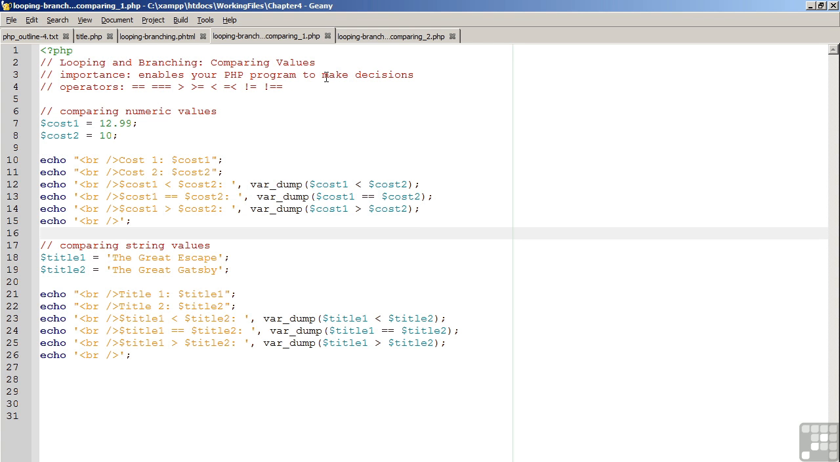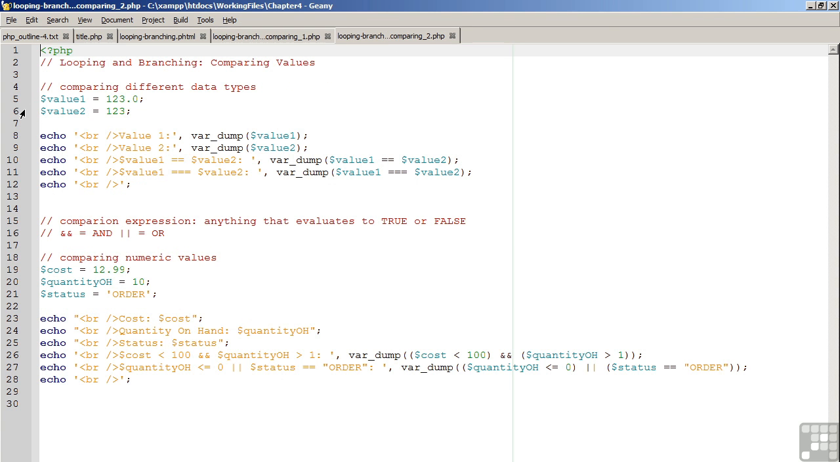Moving now to the second code example, we're going to look at comparing two values that are the same in value, but where they are different in data type. On line 5, value 1 will come back as float. Value 2 will come back as int, or integer. On line 10, we're using the double equal to determine are the two values equal. We would expect that this would be true. On line 11, we're testing to see are they identity equal. This means are they equal in value and data type. In this case, we would expect the return value will be false because although the two values are the same, the data types are not.